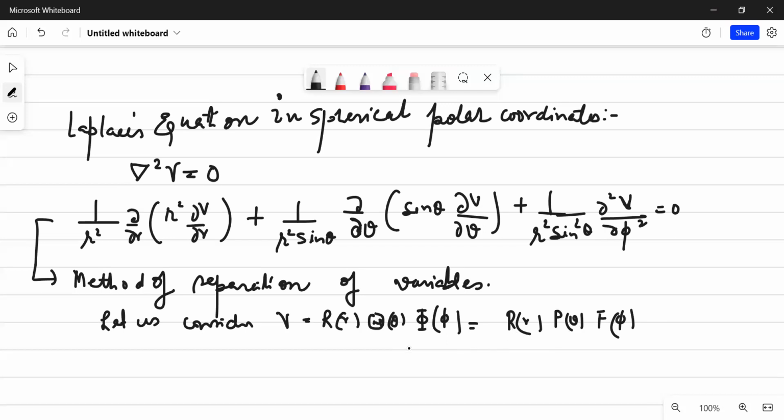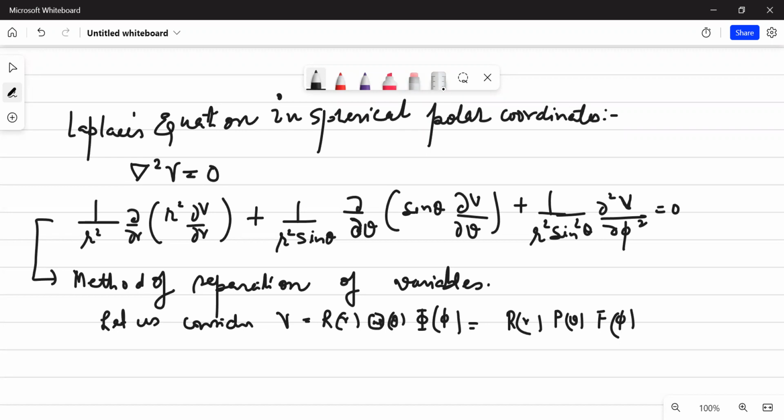So overall, understand what we do. All we do is we take a product of individual functions. For example, we take one radial function, another function that entirely depends on theta, and one other function that completely depends on phi. So this is the method of separation of variables.